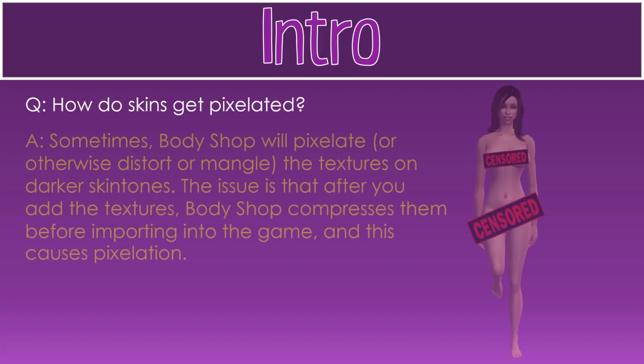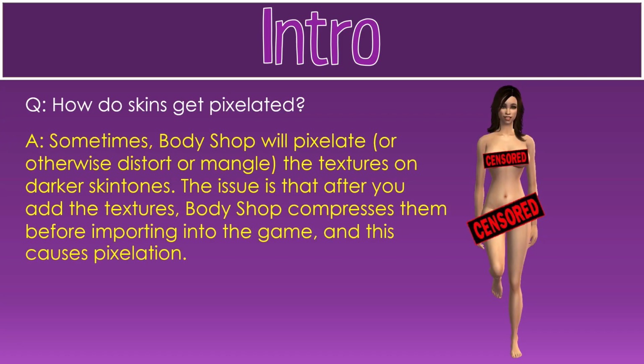Sometimes Body Shop will pixelate or otherwise mangle or distort the textures on darker skin tones. Not sure why this is. For example, you try to make a dark green skin tone and the face gets all crunchy. This is because Body Shop will try to compress the TXTRs specifically to optimize performance. By compressing the textures, it makes them crunchy, it makes them pixelated. And we want to avoid that. We want to have the smoothest skins possible. So that's the purpose of this technique.